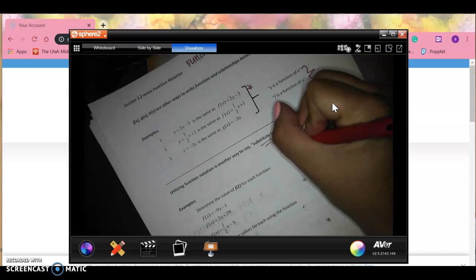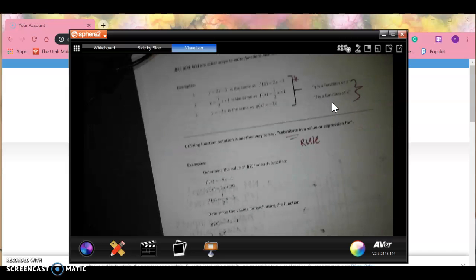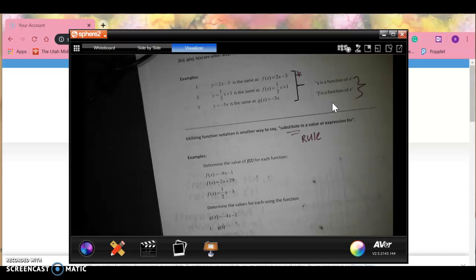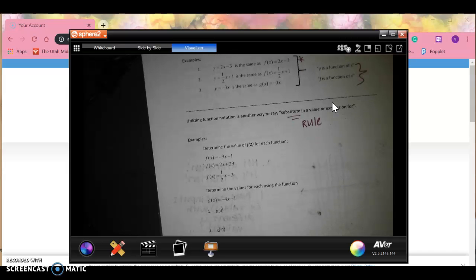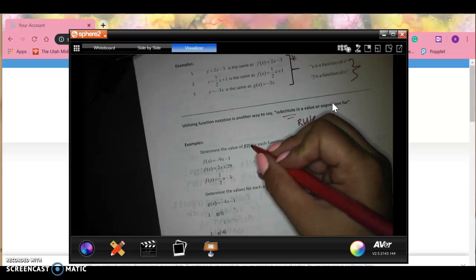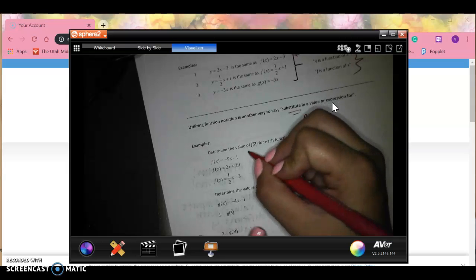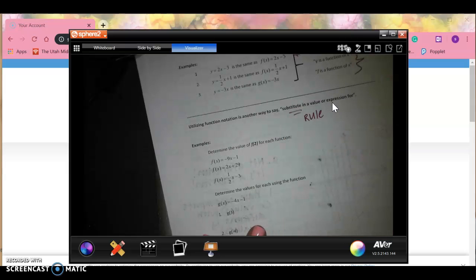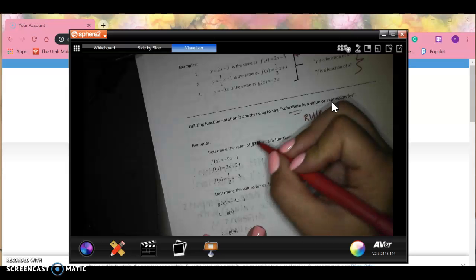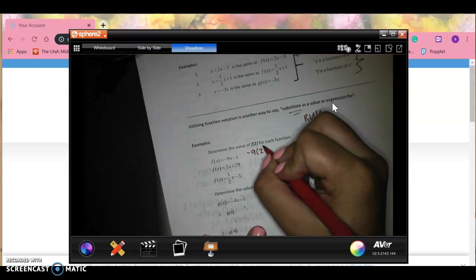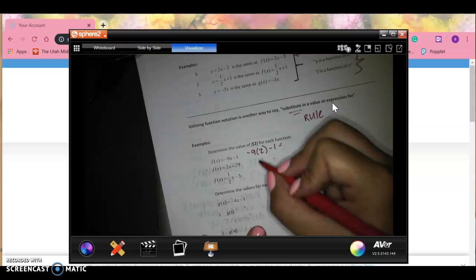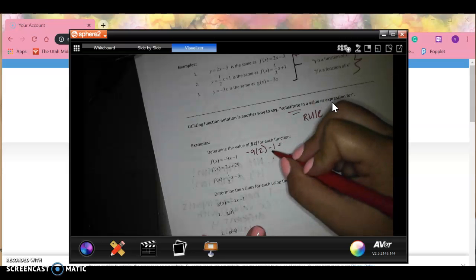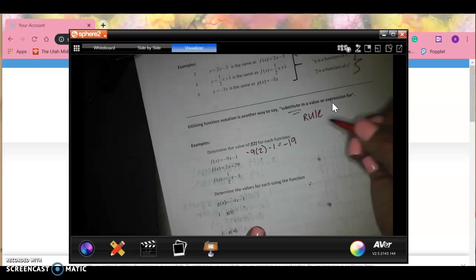Okay? Basically, they're going to give us a rule or something we have to do. So, here it says, examples, determine the value of f of 2 for each function. Guys, all we have to do is plug in 2 for x. So, if we want f of 2, I know for this one that I just need to plug in 2. So negative 9 times 2 minus 1. Well, negative 9 times 2 is negative 18. Negative 18 minus 1, negative 19.